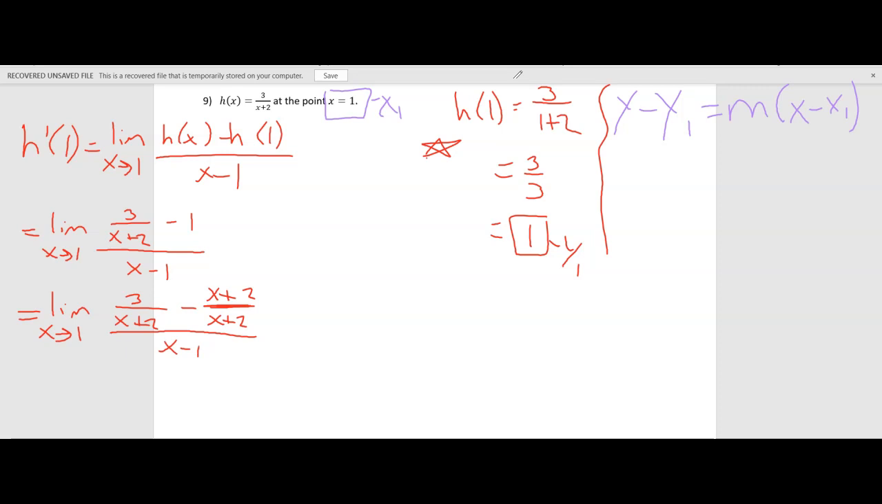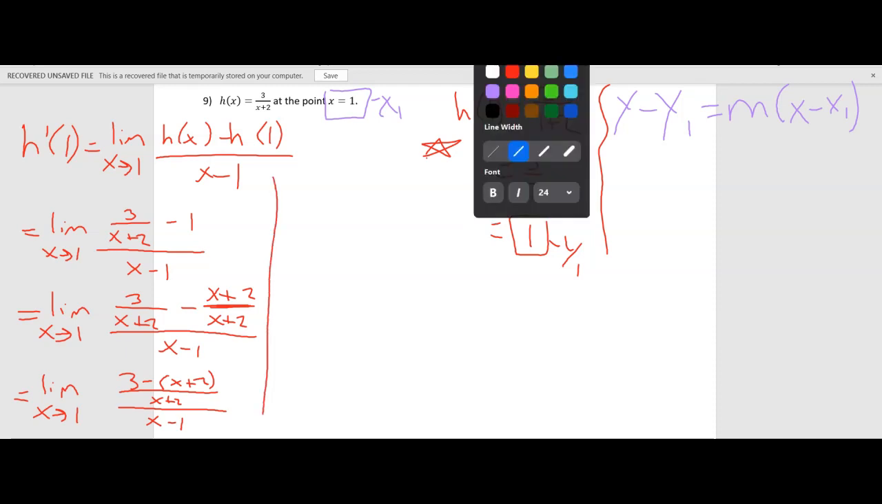So my last step for this little column is going to be the limit as x approaches 1 of 3 minus the quantity x plus 2 over the quantity x plus 2, all over x minus 1. It's important you have those parentheses around x plus 2 in that top numerator to keep your sign straight. So let's come up here. Let's use a different color.